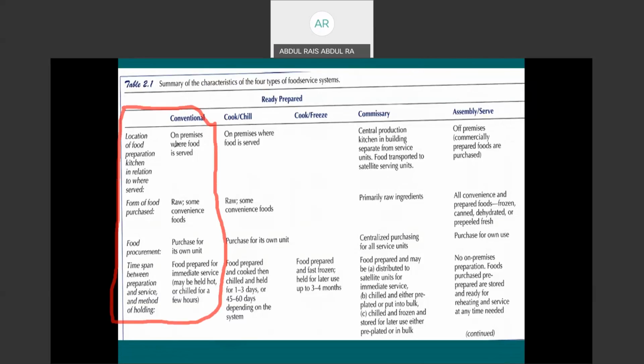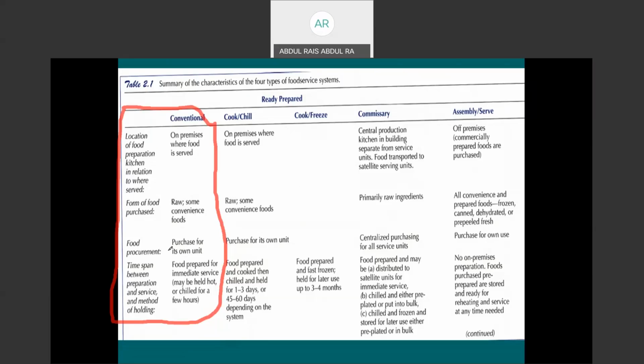Kalau lokasi dia ialah dekat lorong tikus Gong Badak, meaning dia akan ada di address tu lah, lorong tikus Gong Badak. Dia tak ada di lorong Arnab ke lorong Harimau ke. Meaning kalau dia di satu tempat, di situ je dimasak, di situ je di serve. Okay. Form of food, some are raw and some are convenience food. Okay.